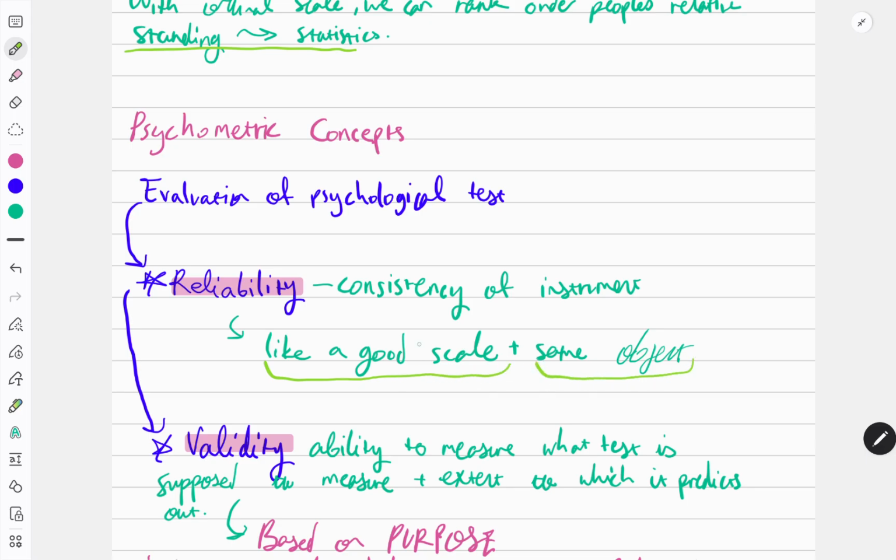If we have a really good quality scale, then we will be pretty sure that it will be showing exactly the same every single time we put the same object with the same weight on the scale. No matter if it's the morning, night, etc., it will give the same results. So we want something similar from the psychological test.